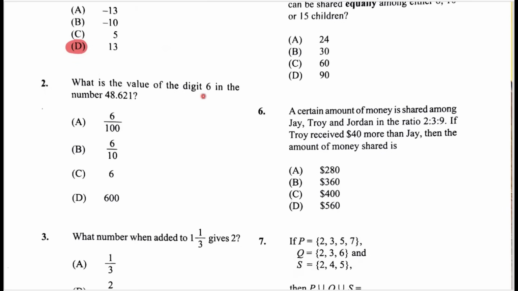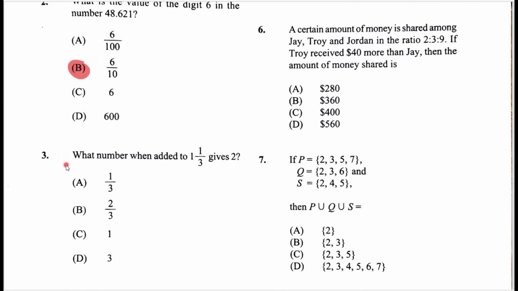Question 2, what's the value of the digit 6 in the number 48.621? 6 belongs to your tenths column. So that will be 6 over 10 as B. Okay.